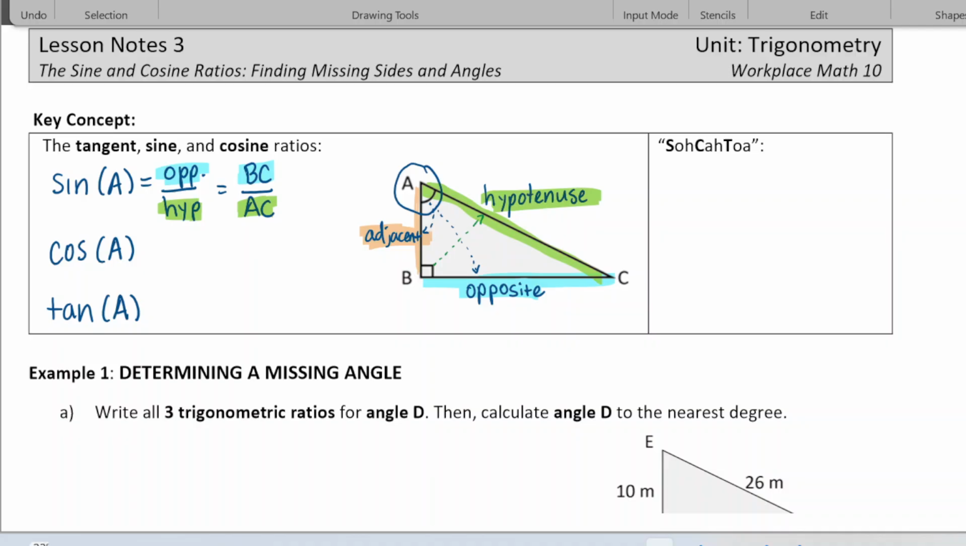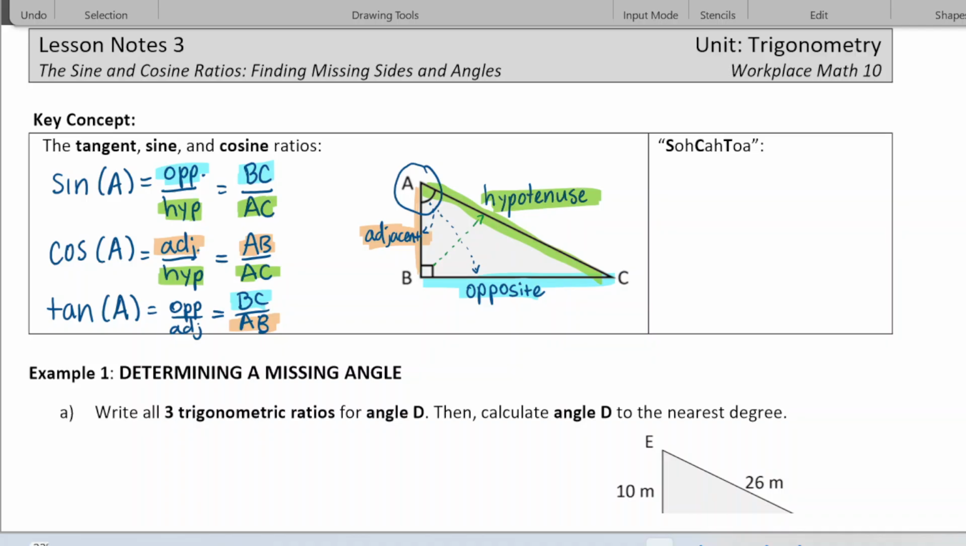The cosine ratio is the adjacent side, I'll write ADJ for short, over the hypotenuse. So the orange side over the green side. Or if we want to use the letters, it'd be AB over AC. So if I actually had lengths, I could write those in there. And then finally, the tangent ratio, which we've already done before, so it's just a review, is the opposite side over the adjacent side. So blue BC over orange, or sorry, AB. There we go.